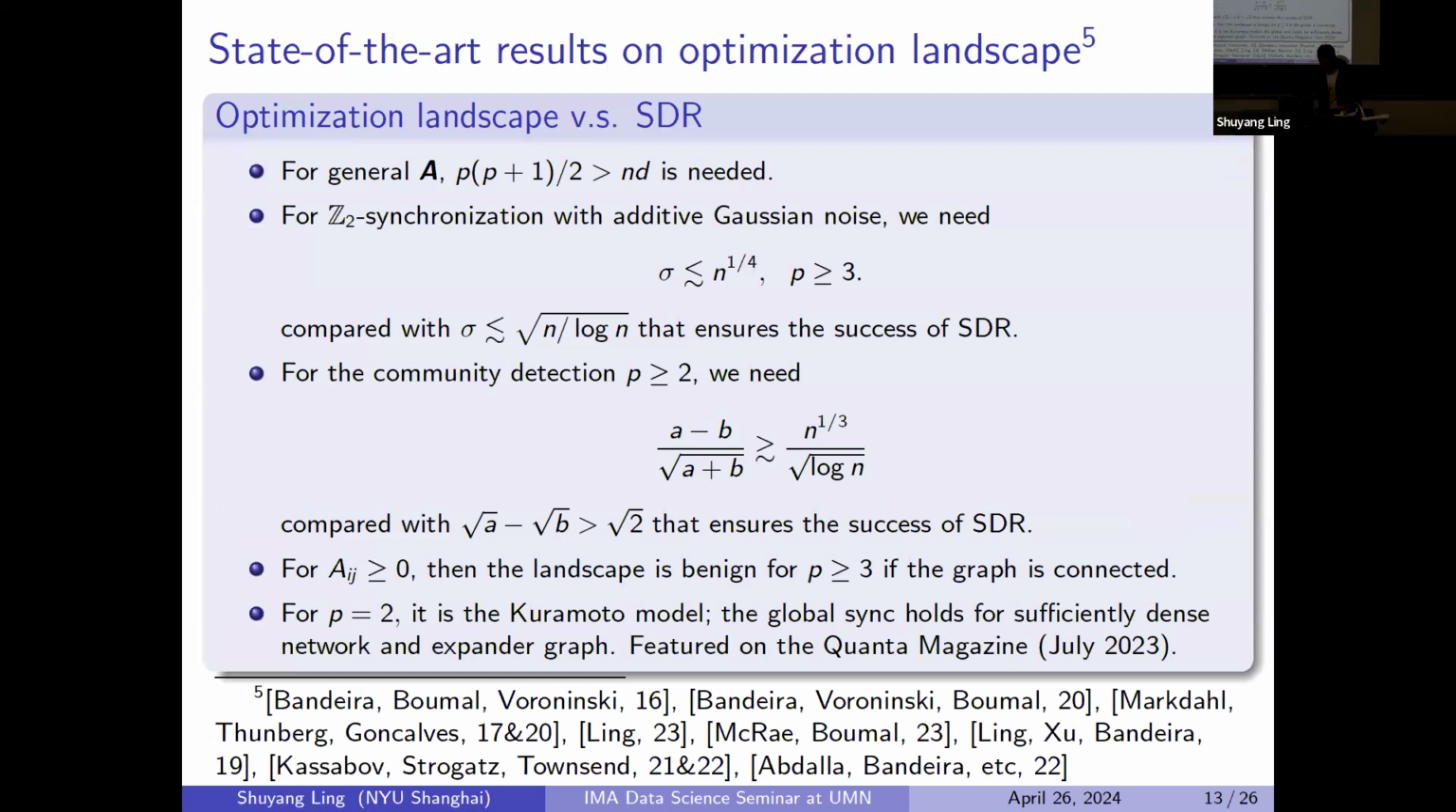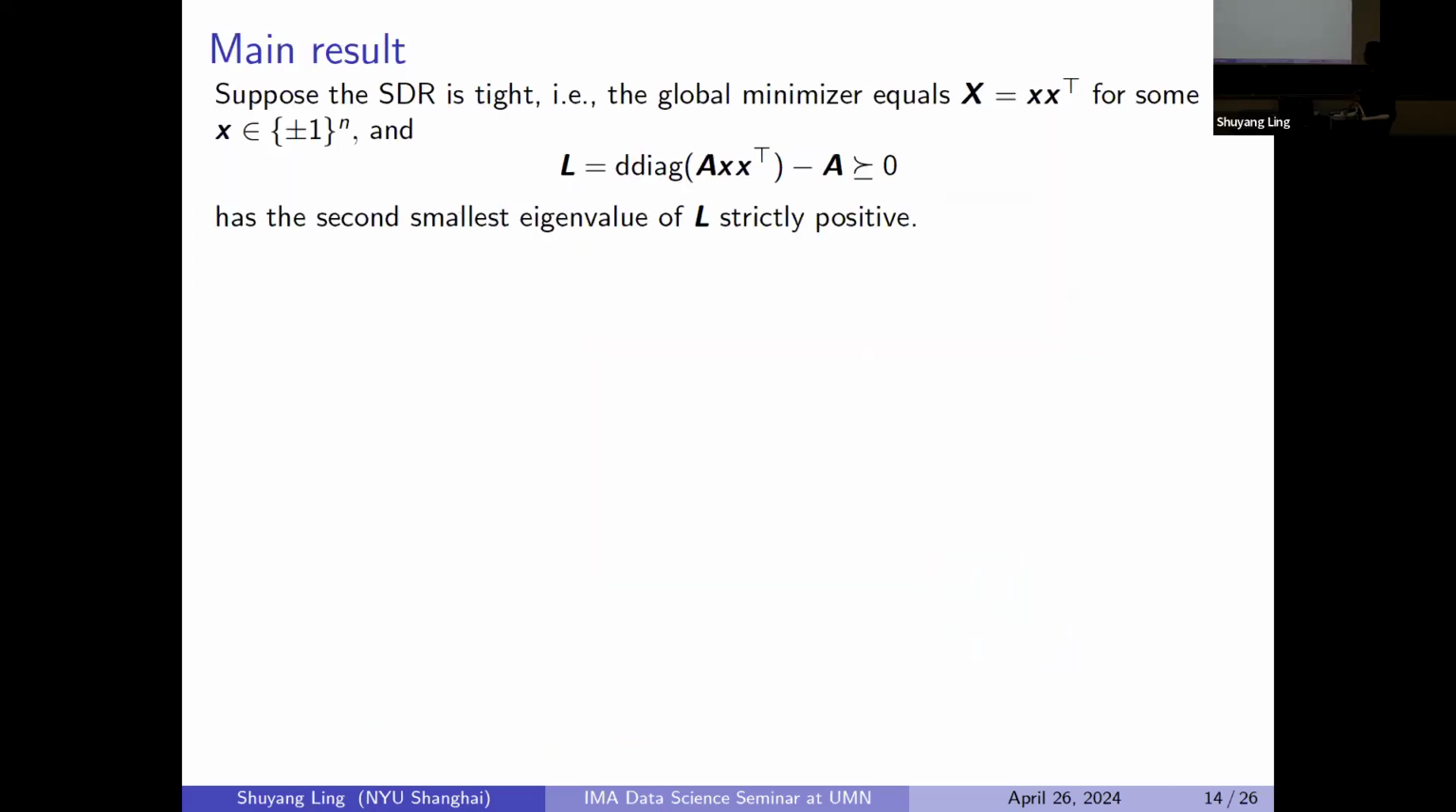Okay, good. So now I'll present the main result. The main result is the following. We first have this assumption. First we assume the SDP is tight, which means that a priori, it's SDP. So we'll talk about the regime when the SDP relaxation is tight.